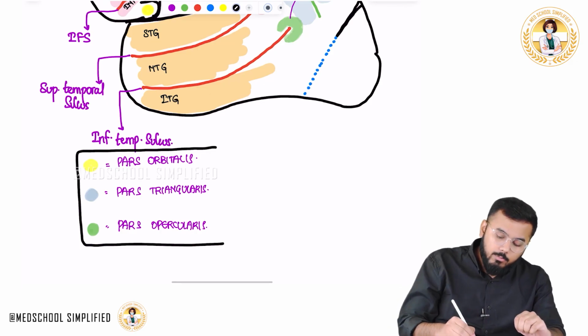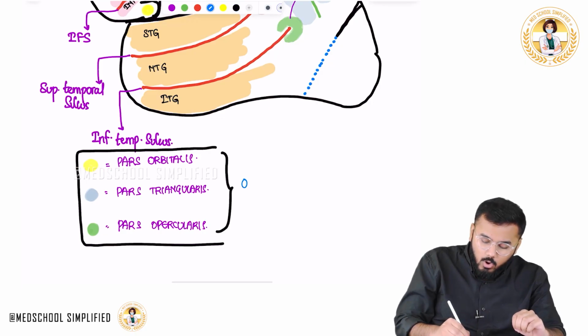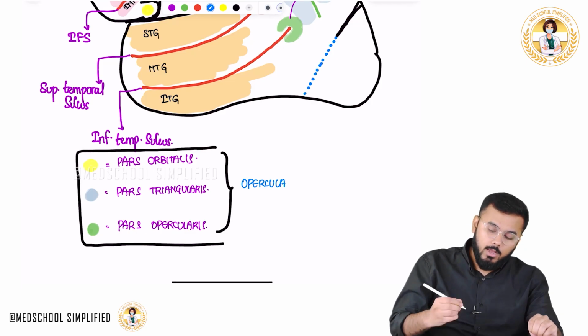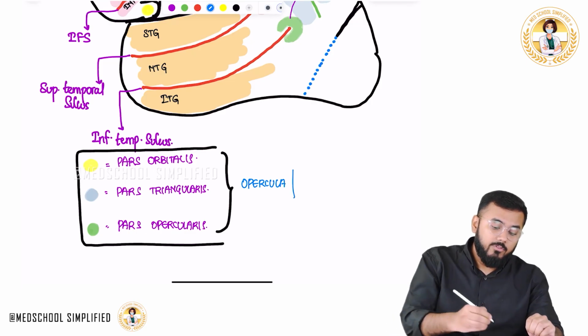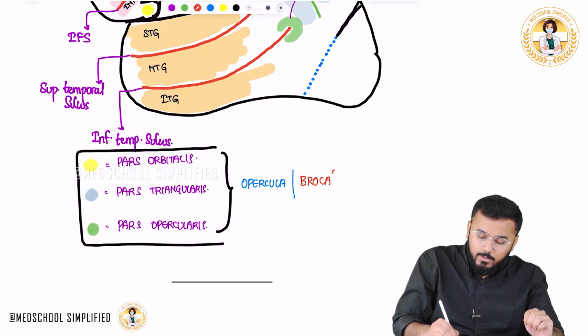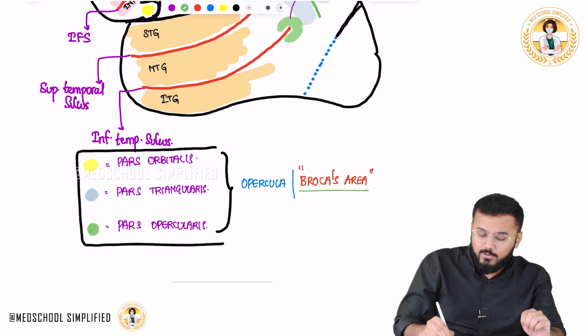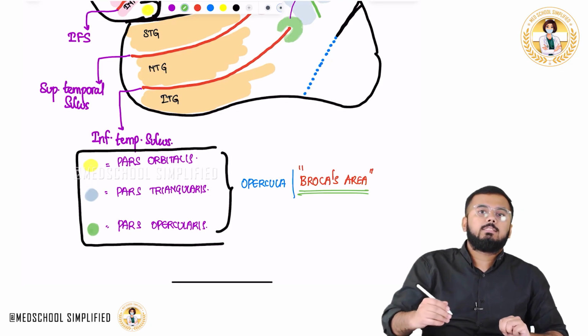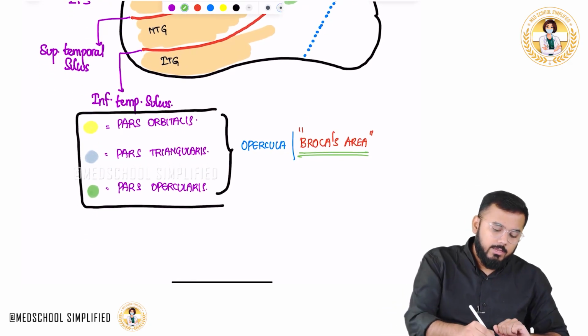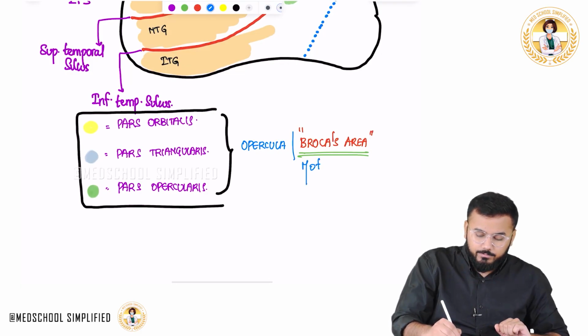So all these 3 important structures together, you call them the opercula, and you know this area has a very important name, and that is called Broca's area. Can anyone just comment down what is one function of this Broca's area? This is a motor speech area.